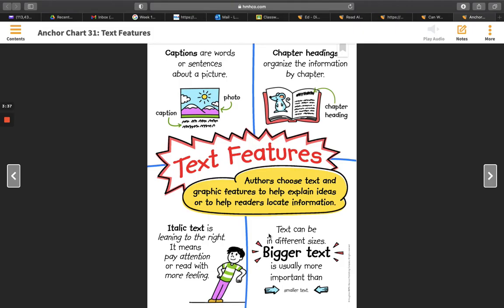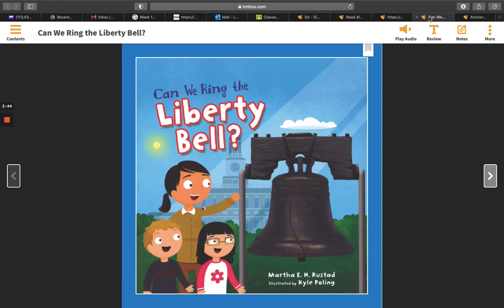All right, so let me get to our story. And today we're going to read a narrative nonfiction book. That's what this is. Can We Ring the Liberty Bell? So a narrative nonfiction is going to give facts about a topic, but it kind of sounds like a story.